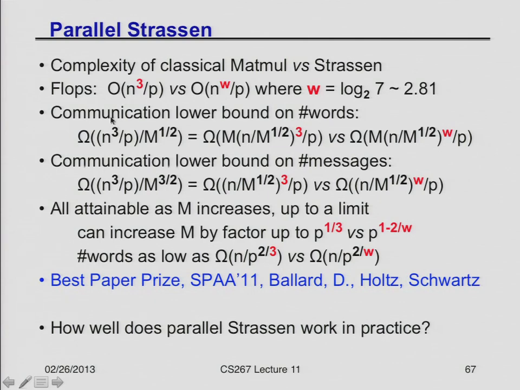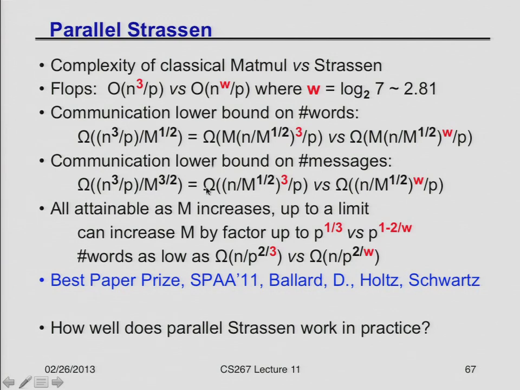What about the communication lower bound? Here's what it was in the previous slide. It was the flops divided by the local memory size. Let me write it here so you can see that 3 up there. All you have to do is change the 3 to 2.81, and you get the lower bound for communication for Strassen. That's not a proof. It just happens to be a wonderful coincidence, because it's a completely different analysis that gives this lower bound. But the lower bound for communication is also lower for Strassen, by changing a 3 to a 2.81.